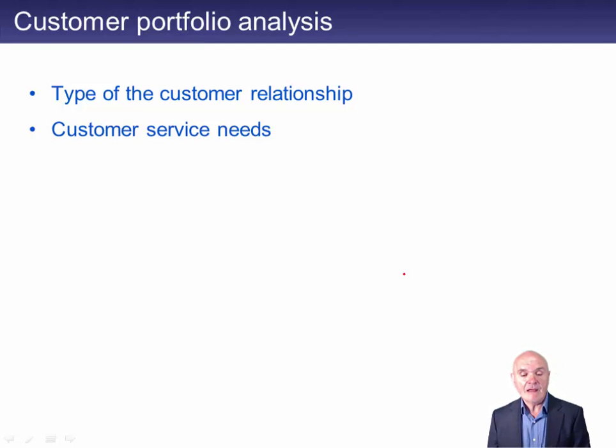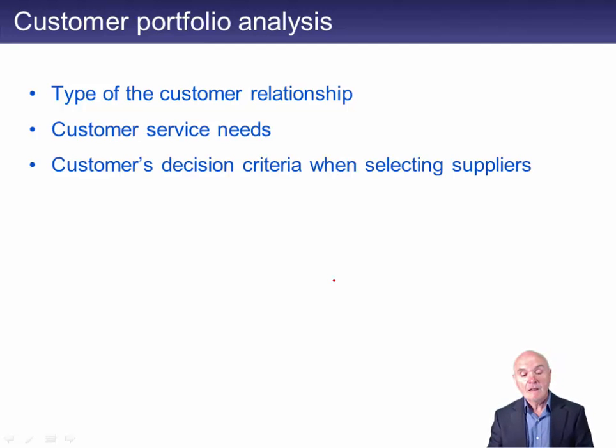So are they a regular customer? Are they an occasional customer? What do they need? What do they buy from us? What services do they need? Do they buy a product, and do they always buy support, or do they just buy the product? Do they always buy the cheapest product? And so on. How do they decide when they are selecting suppliers? What is their criteria for selecting us? Is it on the basis of cost per unit, or is it service, or is it quality?